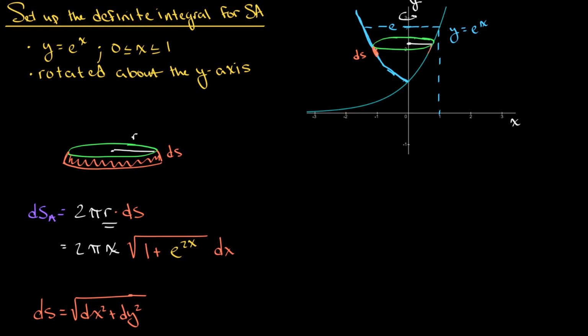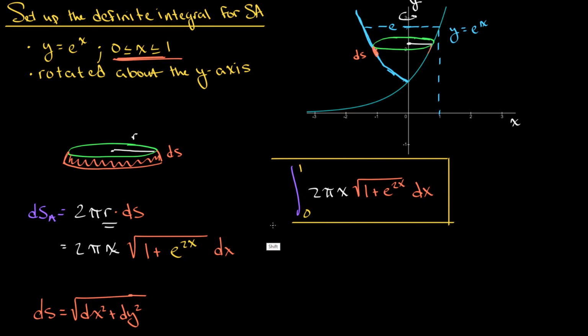So let's go purple. Our integrand is going to be 2 pi x, the circumference of all of these horizontal slices, times our little piece of arc length, which we found to be the square root of 1 plus e to the 2x power dx. And if we're integrating with respect to x, they gave us our limits of integration in the directions. So it's going to be from 0 to 1. And this right here is our definite integral describing the surface area of this curve rotated around the y-axis.